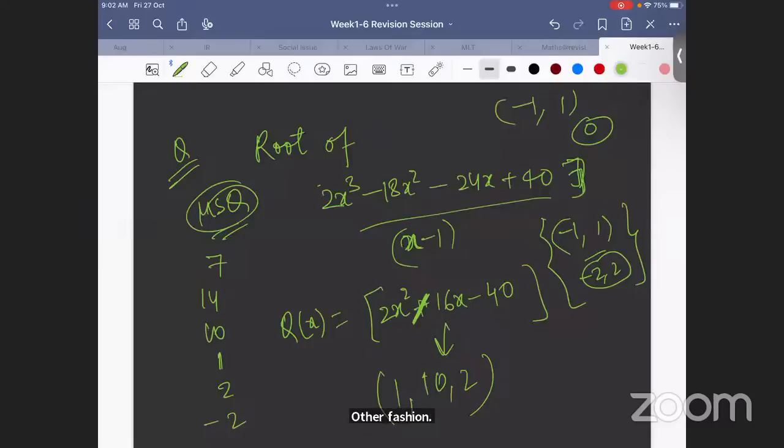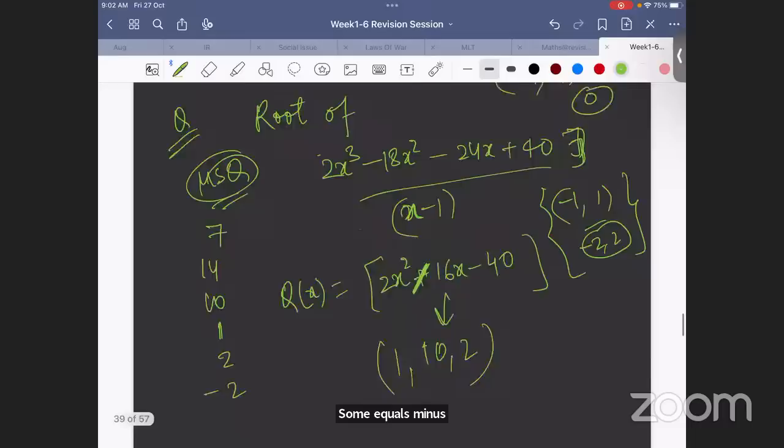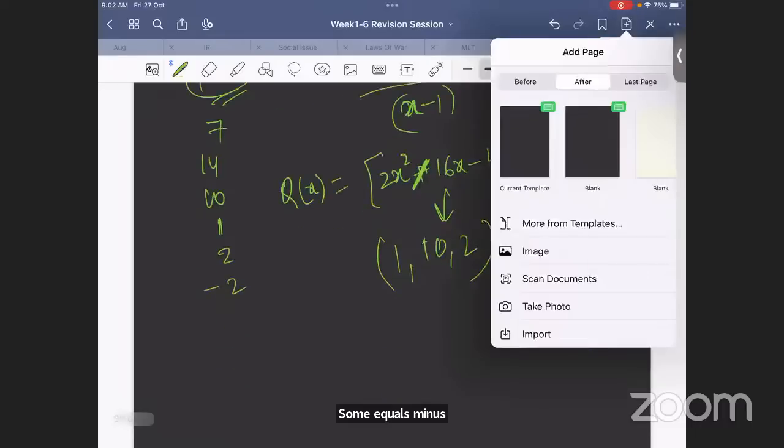Sir, but solving this doesn't give the right answer. Can you solve this, please? Sir, the sum equals minus the question, the first root will also be after the 3, 4, 5. You have to check. Okay, let's solve this question.